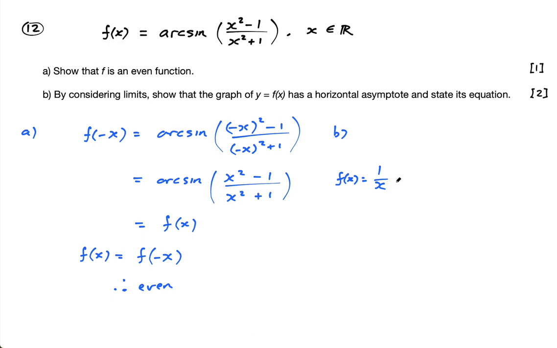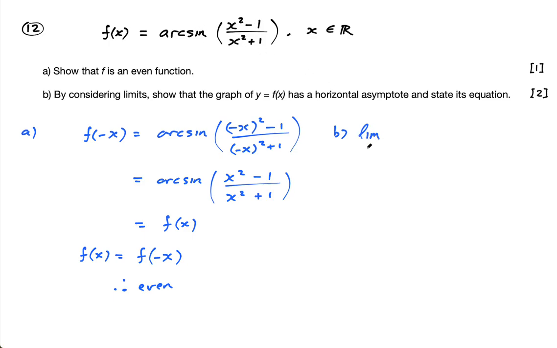And I like to think, if you put in a billion into this, what would you get? Well, you get very, very close to 0. If you put a billion into this function, what do you get? Well, I'll show you now in a second, but essentially you're going to get a billion over a billion, which is 1. You're going to get arc sine 1. But anyway, let's do it properly.